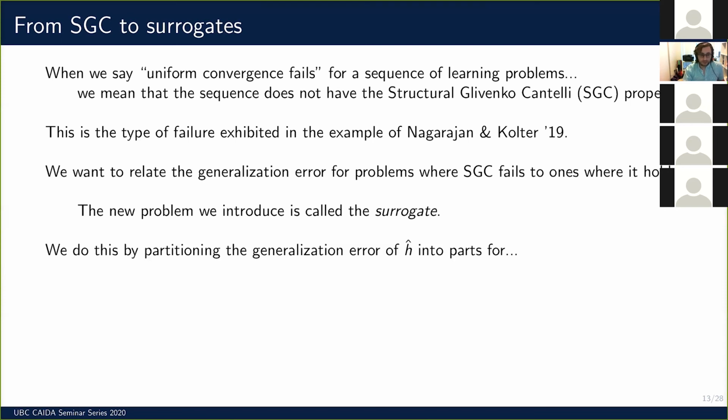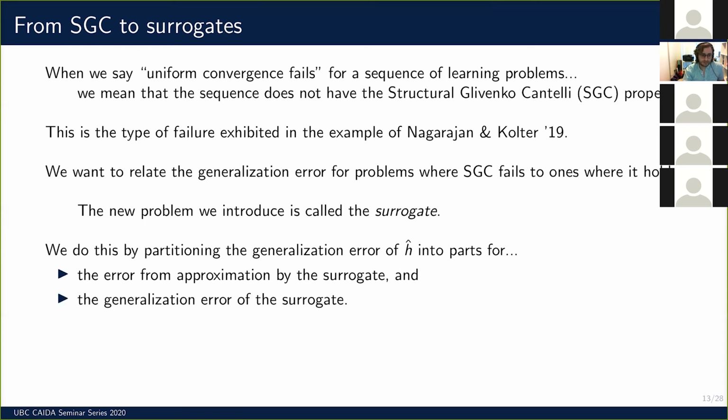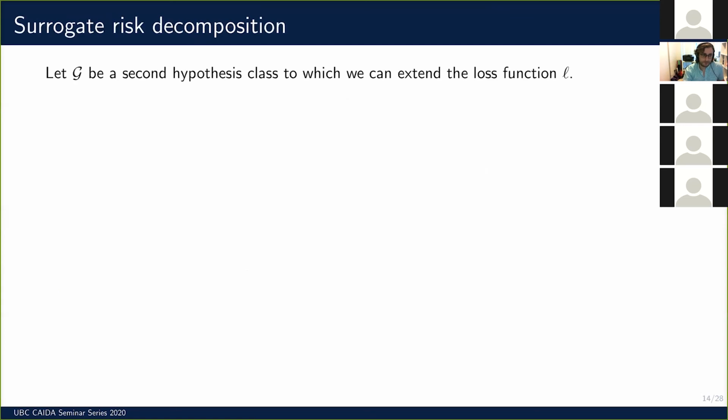And so we're going to relate the generalization error for these two problems by partitioning the generalization error of our learned hypothesis for our original problem, which is H hat, into parts, representing the error from approximation by the surrogate, and the generalization error of the surrogate. So our surrogate hypotheses have to live in some class. So let G be a second hypothesis class, and if we're thinking about learning problems that come with a loss function that we want to optimize, we need to be able to extend our loss function to this second hypothesis class. So assume that all works.